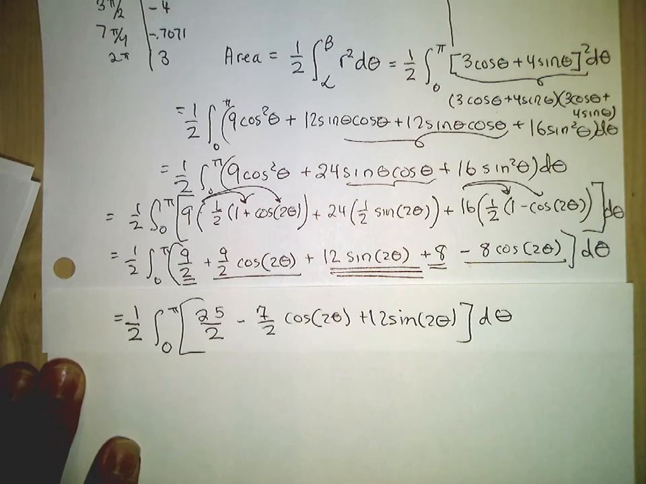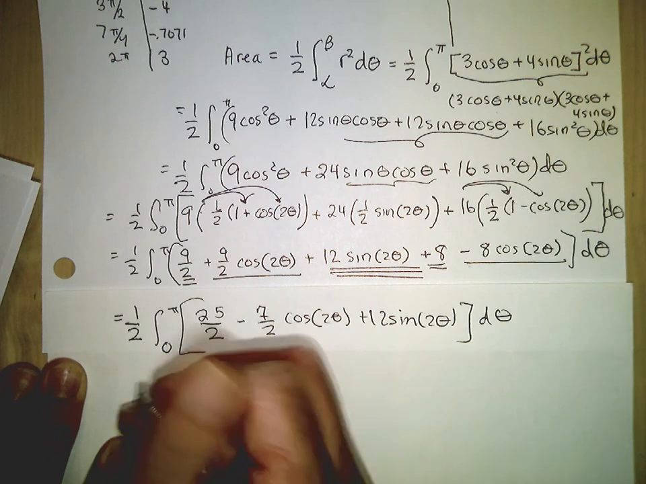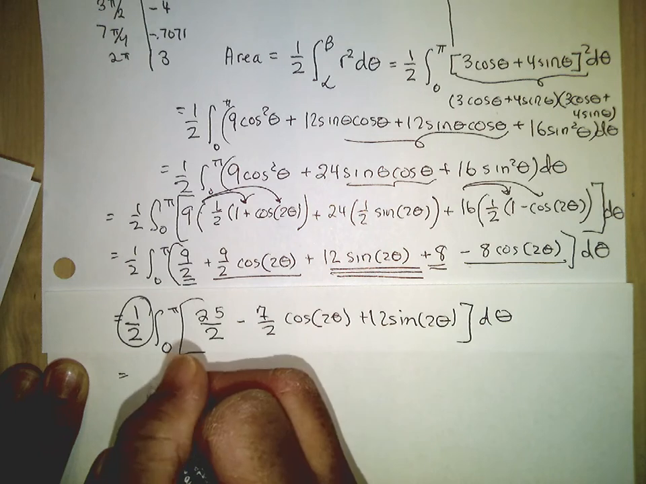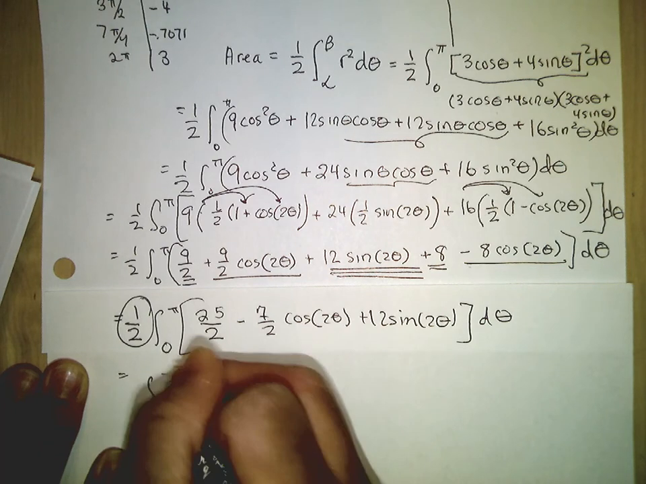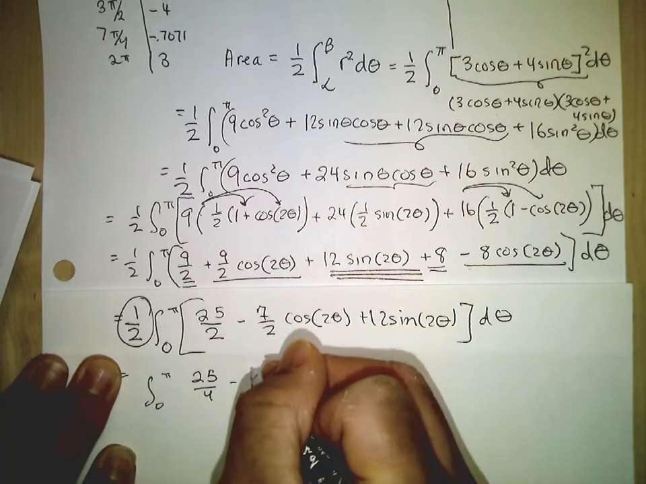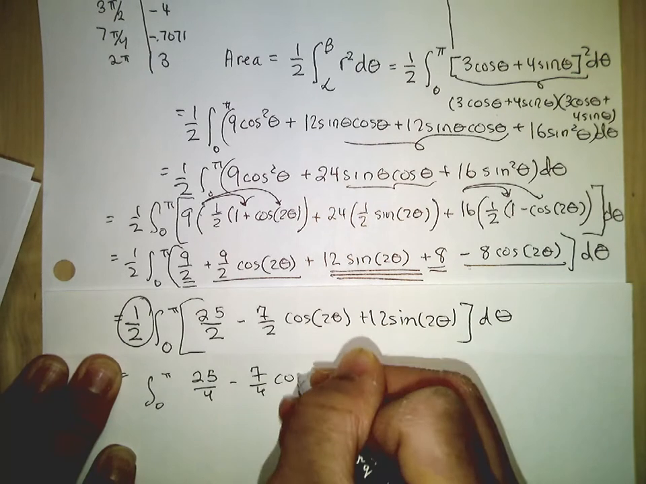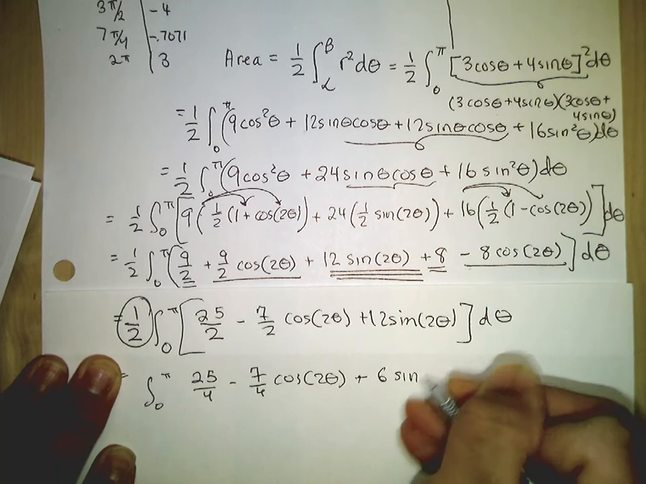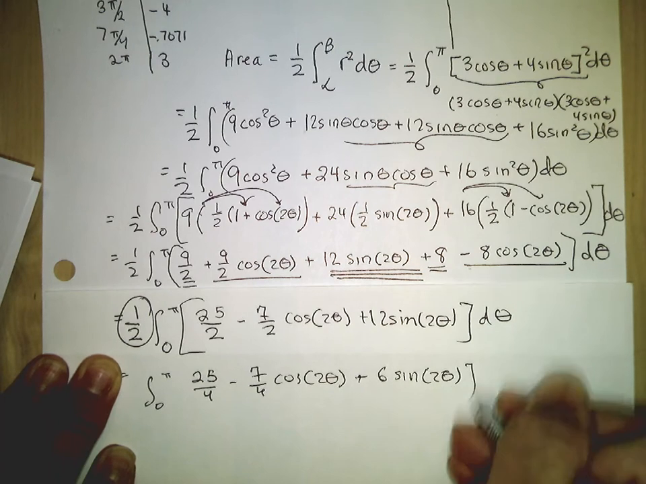Now, I really don't think it matters too much how you do this, but just make sure that you don't forget about this half out here no matter what. All right, so I'll just distribute it in just to make sure. So 25/4 minus 7/4 cosine of 2 theta plus 6 sine of 2 theta d theta.